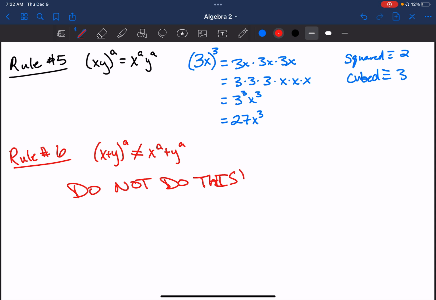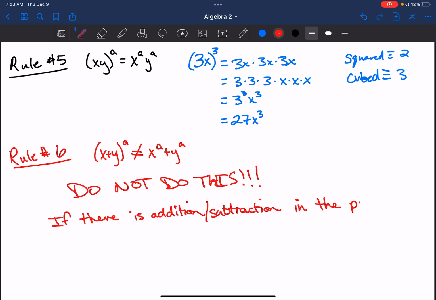It is so hard to continue writing in all caps. In fact, I want you to say with me, read this out loud. I don't care where you're at, read it. If there is addition or subtraction in the parentheses, do not distribute the power.